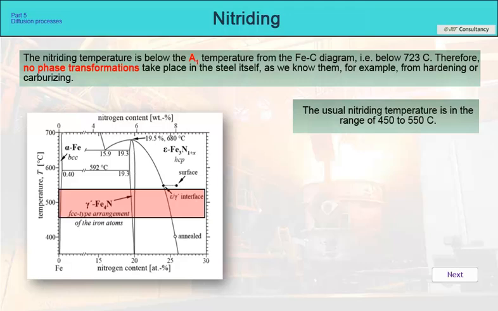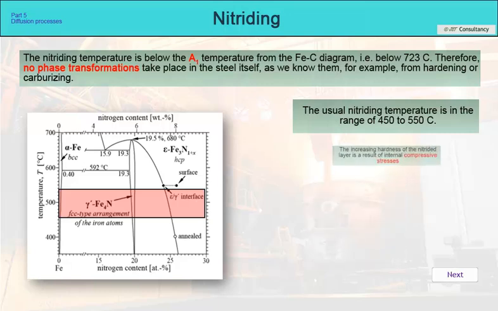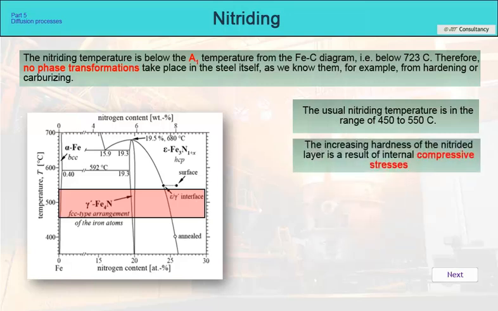Because the ferritic structure of steel has a body-centered crystal lattice, there is very little room to place a nitrogen atom in this lattice. However, as soon as the nitrogen atom gets to this lattice, the crystalline lattice enlarges and, as a result, the compressive internal stresses in the steel increase. An accompanying phenomenon is an increase in hardness.